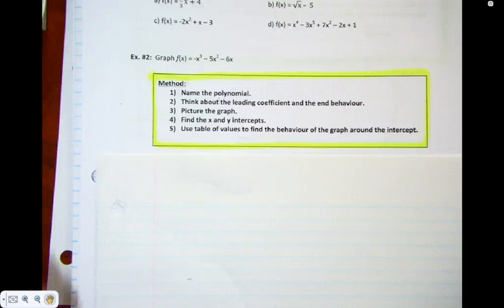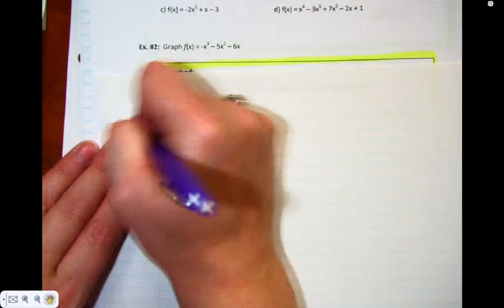When we actually start doing calculations, we're going to find the x and y intercepts. And then number 5, we're going to use a table of values to find the behavior of the graph around the intercepts. I'll explain that when I get there. So again, I don't usually write steps 1 or 2 or 3. I'm just going to do it for the first one to show you what's going on in our thought process.